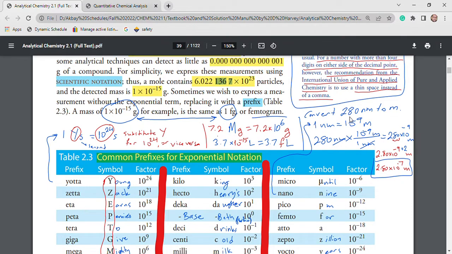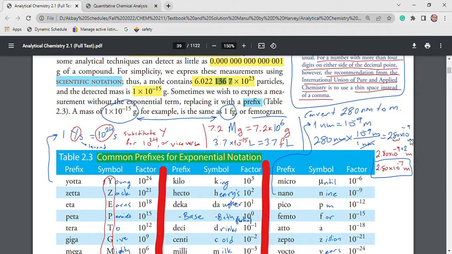For example, if we want to convert 280 nanometer to meter, we start with 280 nanometer, and then we use the conversion factor from the table. Of course, here we got it: 1 nanometer is 10 to the negative 9 meter. Our goal is to cancel out nanometer and end up with meters. So we have to put nanometer in the bottom, the denominator, and meter on the top, and they will cancel. So we come up with 280 × 10 to the negative 9 meters.